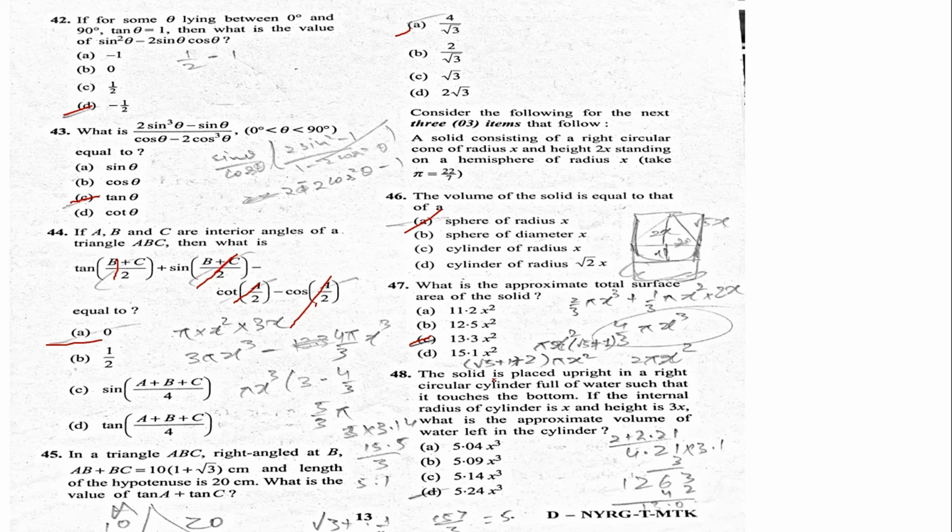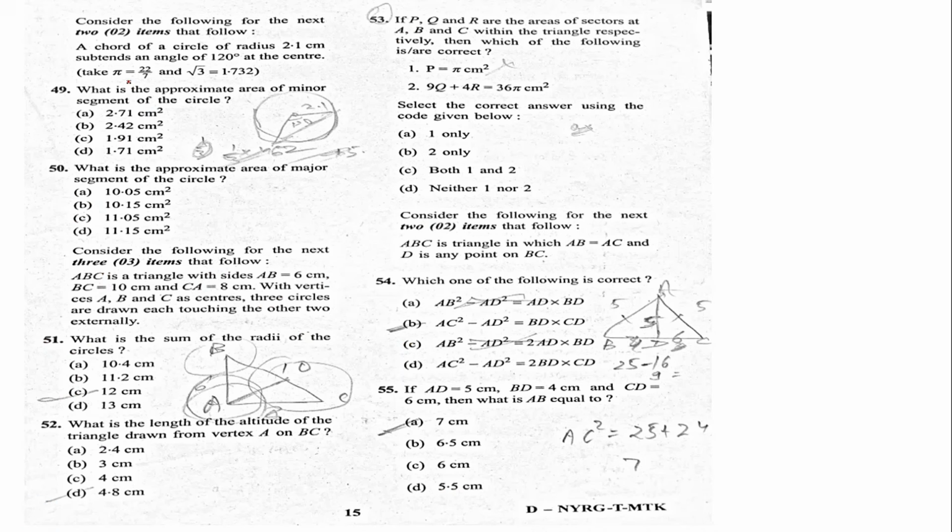Okay, now further, the solid is placed upright in a right circular cylinder full of water in such a way that it touches the bottom, whose internal radius is x and height is 3x. What is the approximate volume of the water left? So the water left comes out to be 5.24. You can calculate it as well. The 49th question, sorry, I have not done this due to want of time.